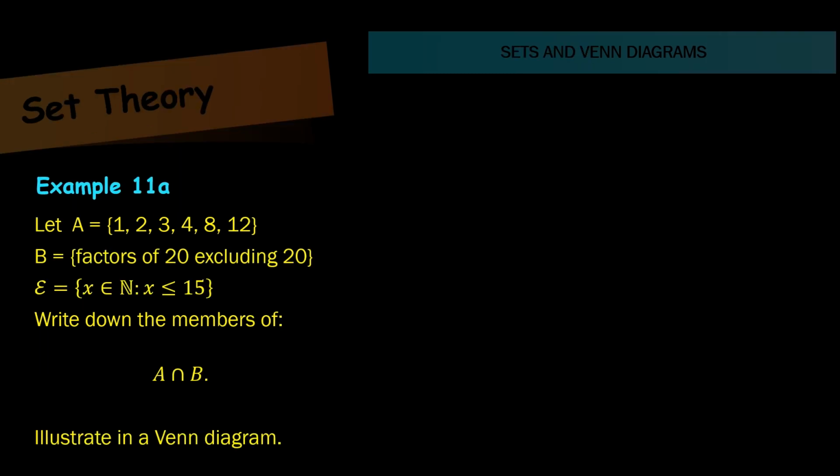Let's take a look at part A first. We have that A equals the set of numbers shown, and B equals the factors of 20 excluding 20, and the universal set equals x in the natural numbers such that x is less than or equal to 15. We are required to write down the members of A intersect B and illustrate this in a Venn diagram.